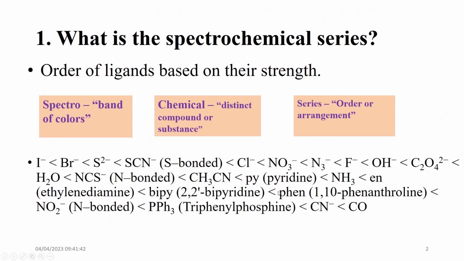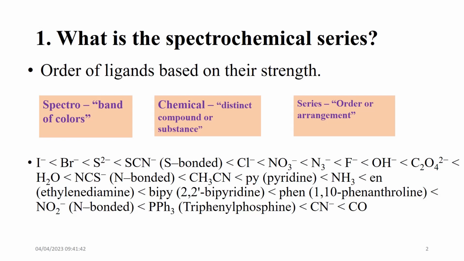What's the spectrochemical series? This is the order of ligands based on their strength. And this strength can be discussed more in crystal field splitting theory, which explains the spectrochemical series. But there are 3 tips you have to understand in this concept of the spectrochemical series.